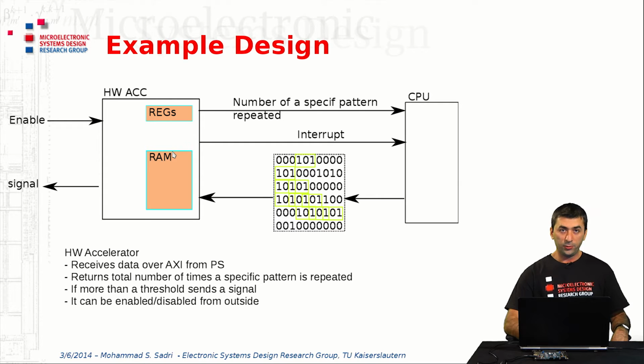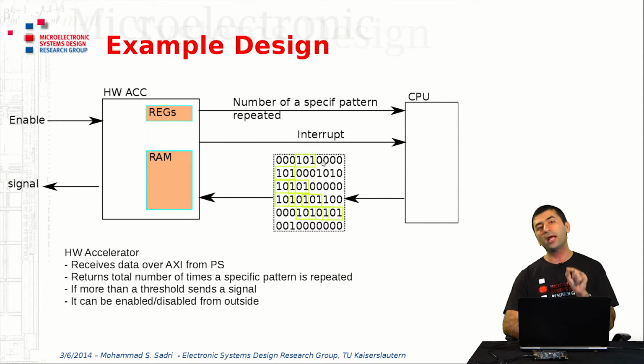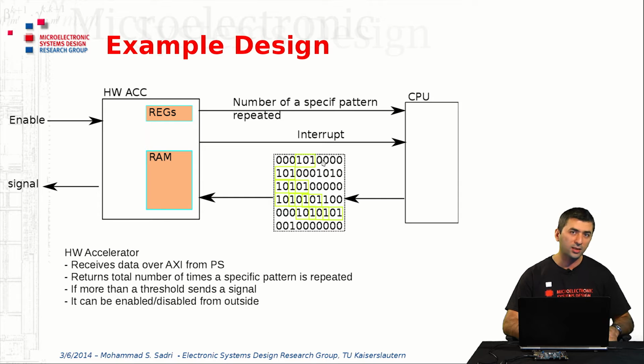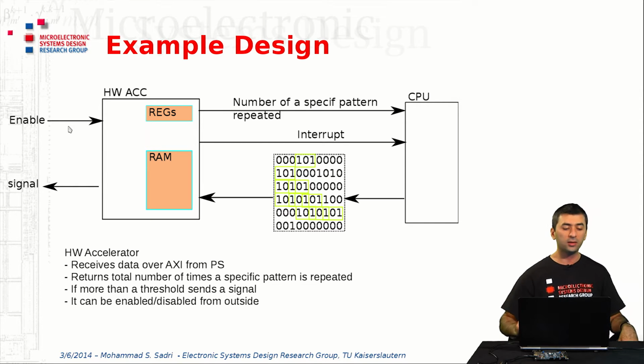So my hardware accelerator receives a threshold value from the CPU. It receives the pattern from the CPU. It receives the data from the CPU. Then in the data, it searches for that specific pattern and counts how many times that specific pattern has occurred. If the number of times that the specific pattern has occurred is above the threshold and the enable signal is active, then my hardware accelerator will activate the signal to the outside. Otherwise, the signal will be 0.